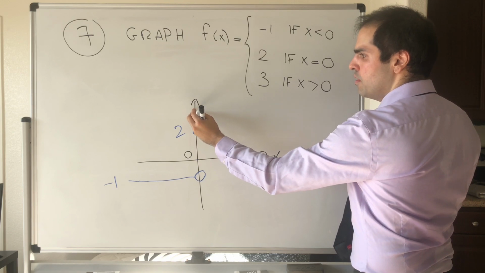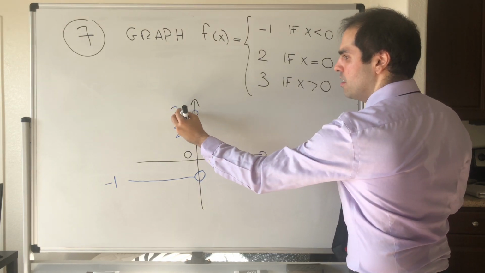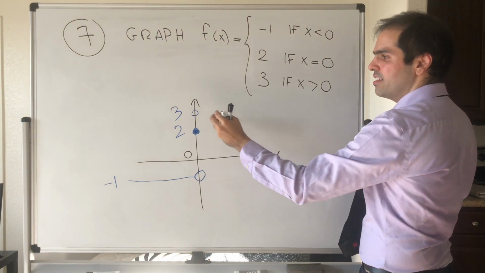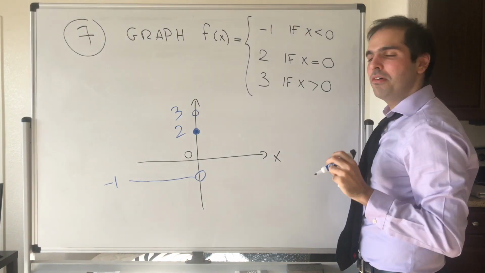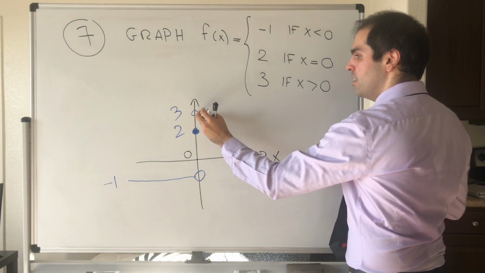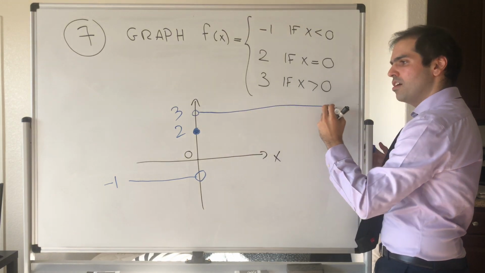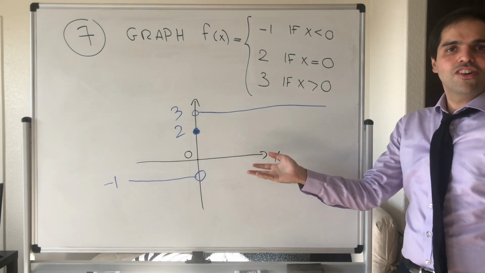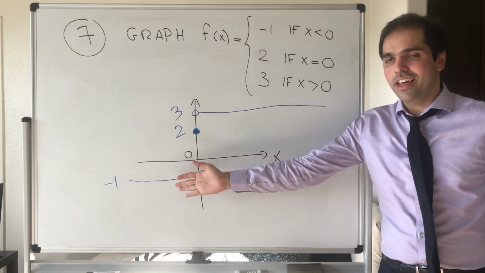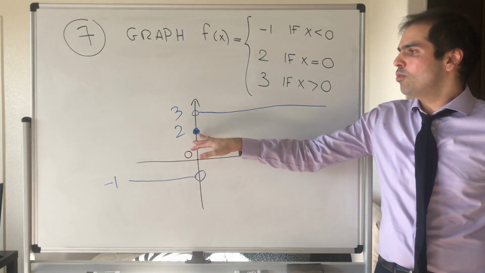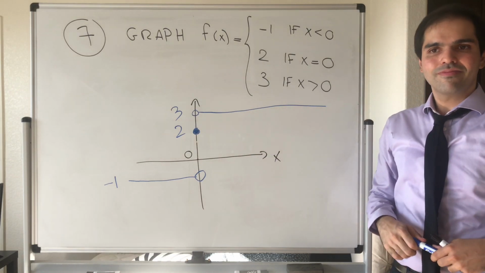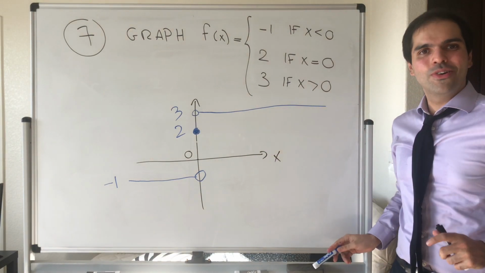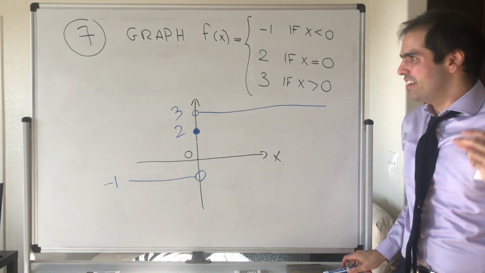So at 0, it might not be 3, because 0 is not positive. That's why you put this bubble that's not filled in. But then if x is positive, we know that f is 3 everywhere. So this function looks like a staircase or like a switch. You go from -1 to 2 to 3. All right, since this was so much fun, let's do another example of this.